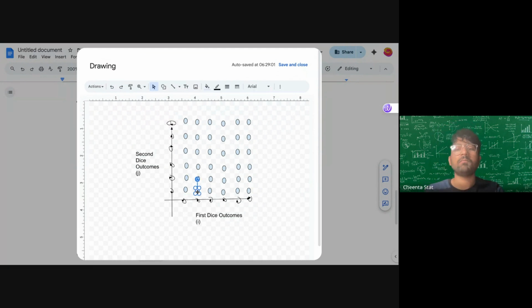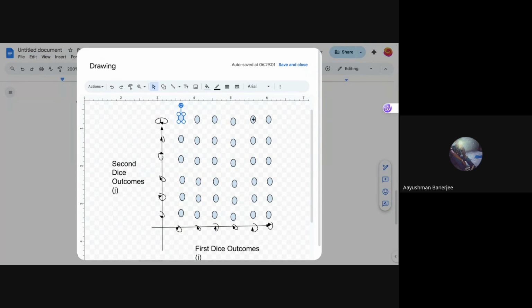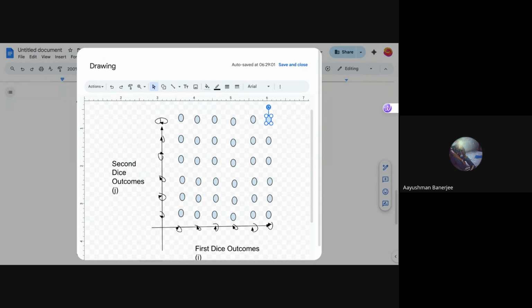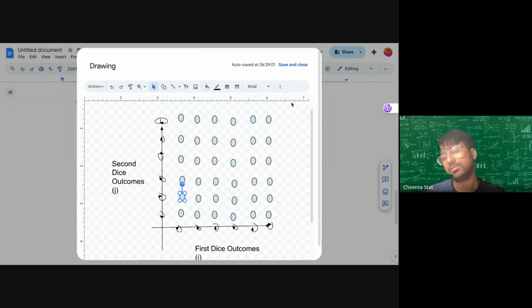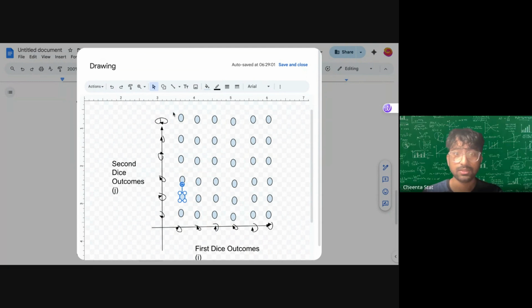Anyone? i less than j. Which one will be i less than j? Tell me. So this is 1 comma 1, this is 1 comma 2, 1 comma 3. Anyone? Where, as we go vertically upwards, j is not greater than i. Yeah. So do you have a specific region in mind? Yes, the upper half triangle.